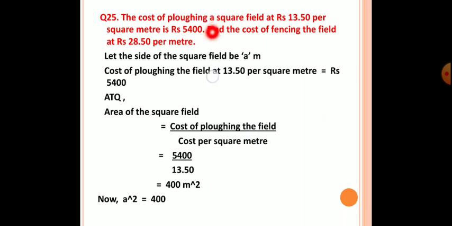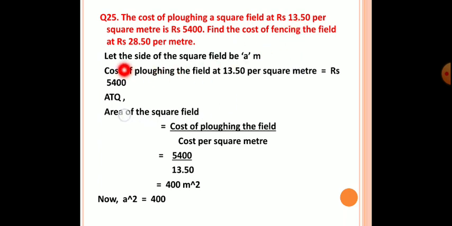Okay. Next question number 25. The cost of ploughing a square field at rupees 13.50 per square meter is rupees 5400. Find the cost of fencing the field at rupees 28.50 per meter. So see here, the cost of ploughing the field is given. The total cost is given, and the cost per square meter is also given. So if I divide these two, we'll get the area of the square field.